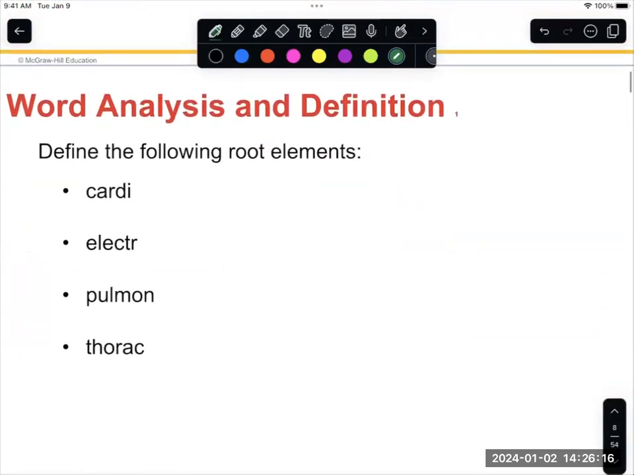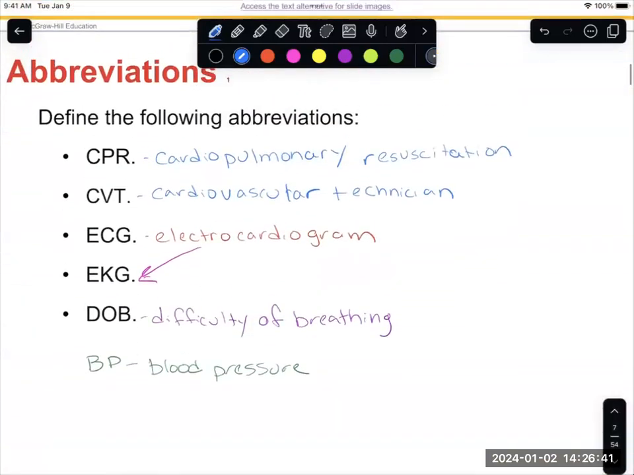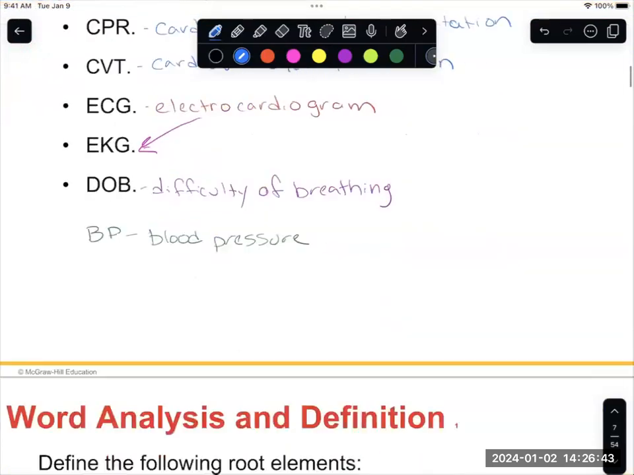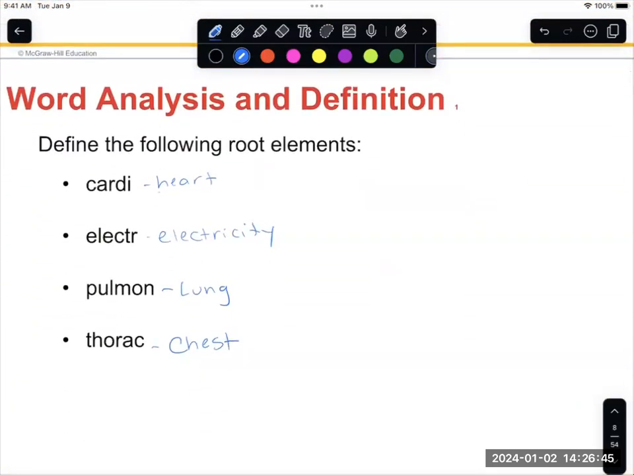So let's look at these different roots and define them. Cardi, heart. Electro means electricity. Pulmon means lung. And thoracic or thorac means chest. So we take some of these words we just formed from these abbreviations and can apply down here what they actually mean.